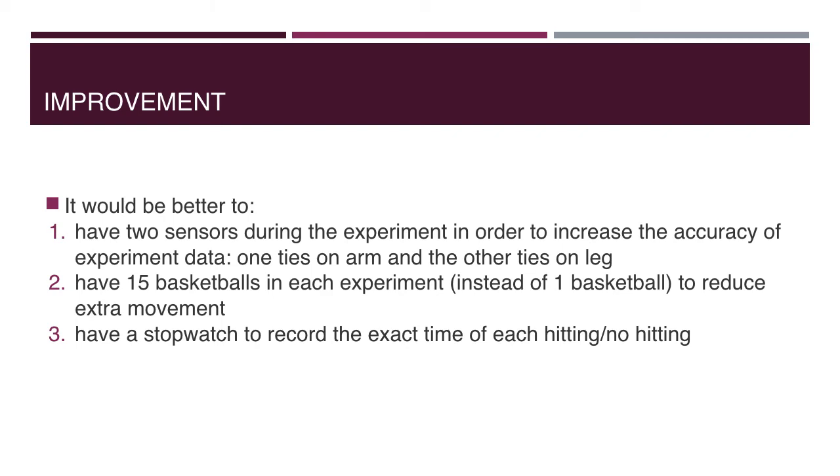The improvements we suggest would be, first, to have two sensors during the experiment in order to increase the accuracy of the experiment data. One should be tied on the arm and the other on the leg. Second, we should have 15 basketballs in each experiment instead of only one basketball, to reduce the extra movement. Third, we should have a stopwatch to record the exact time of each hit or miss.